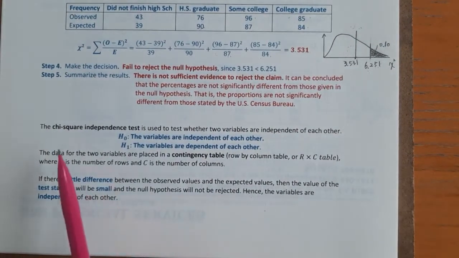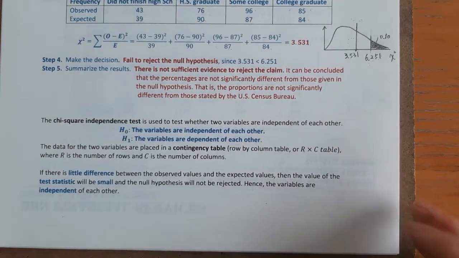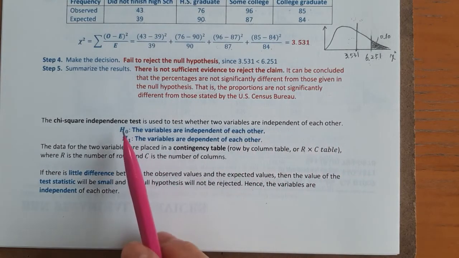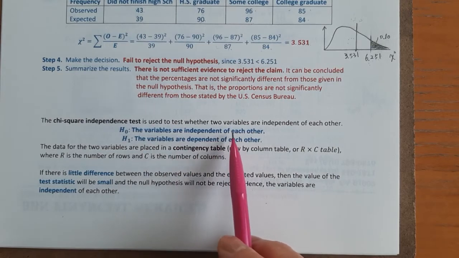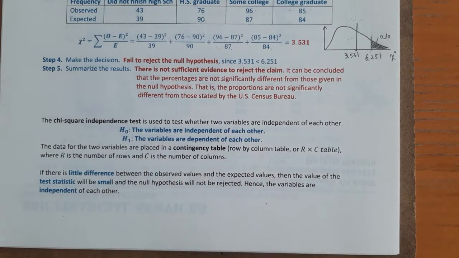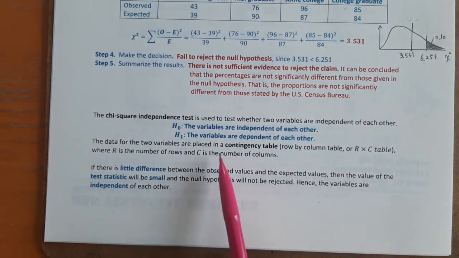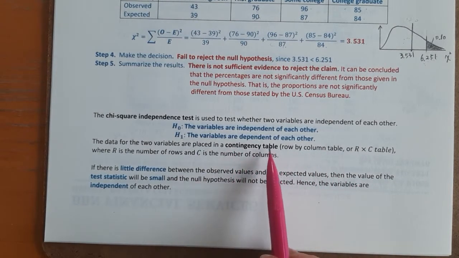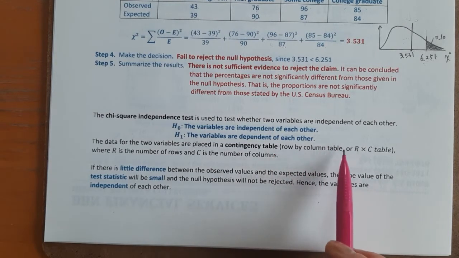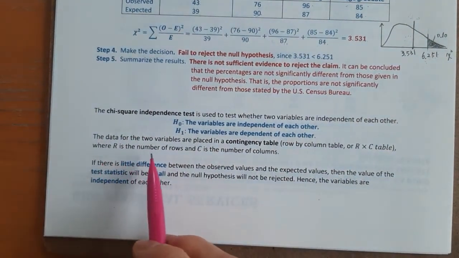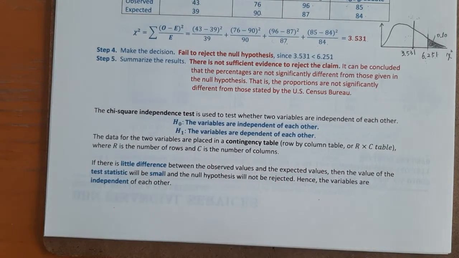Also, the next one is the chi-square independence test. It is used to test whether two variables are independent of each other. H0: the two variables are independent of each other. The alternate hypothesis, H1: the variables are dependent on each other. The data for the two variables are placed in a contingency table, a row by column table, or R by C table, where R is the number of rows and C is the number of columns.